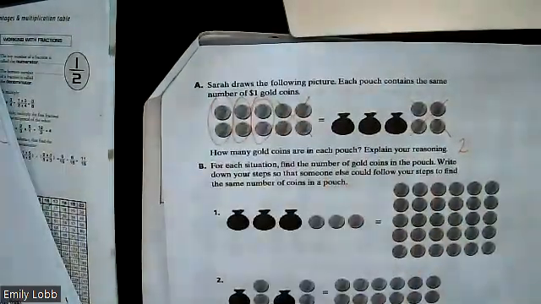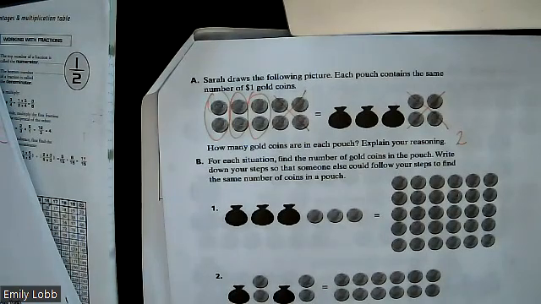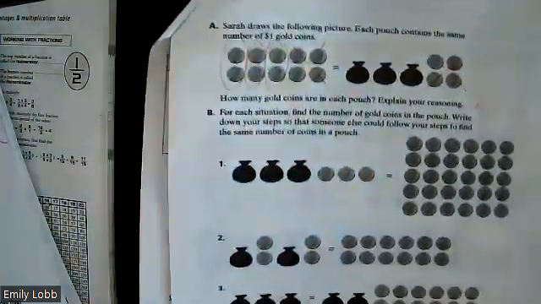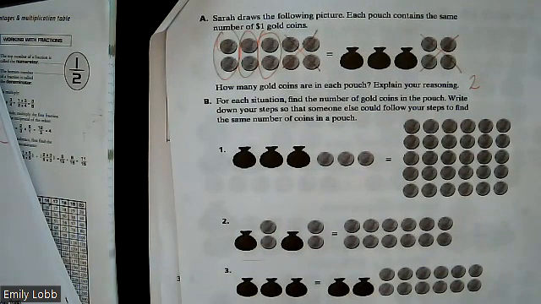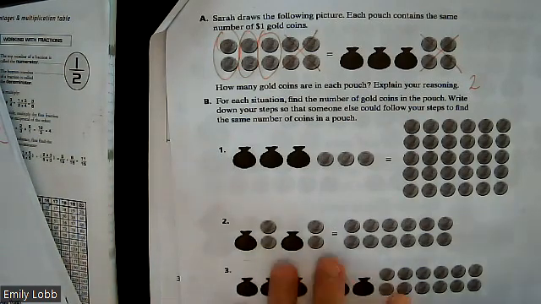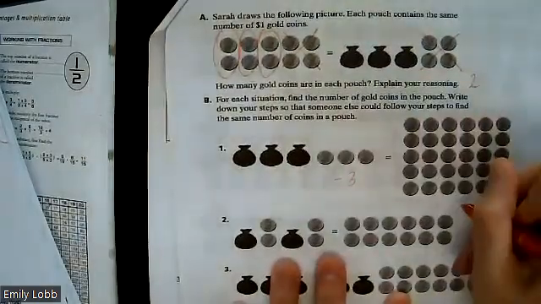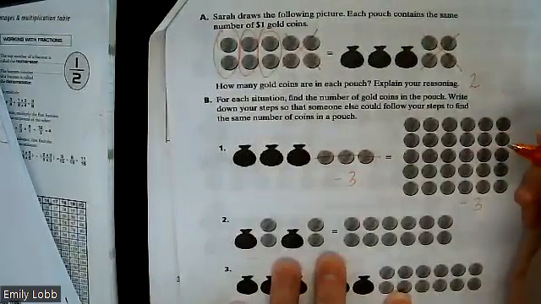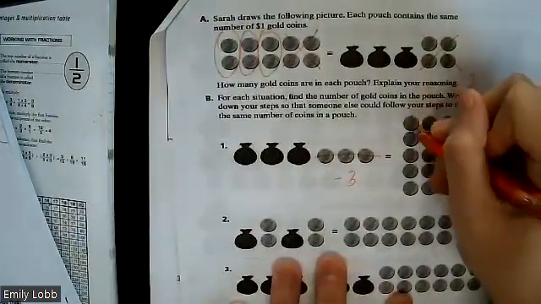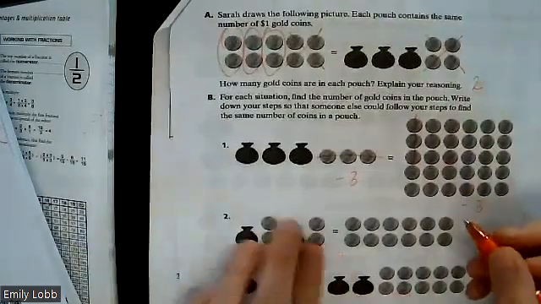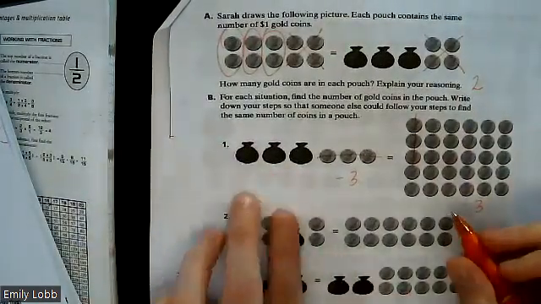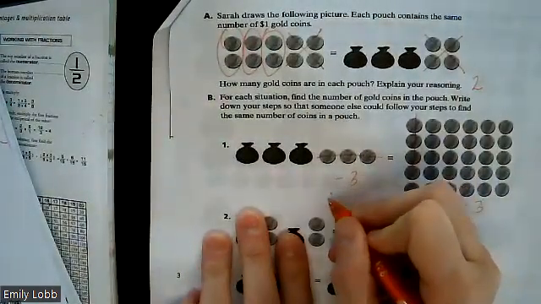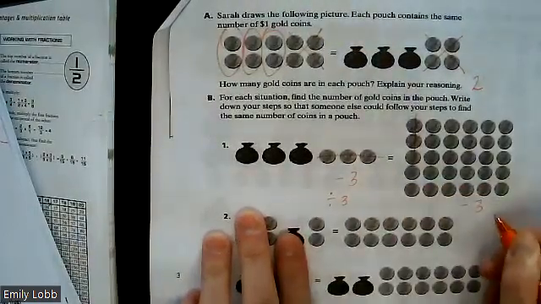I think if you showed your reasoning, then you don't have to explain it. So for each situation, we're going to find the number of gold coins in the pouch. Write down your steps so that someone else could follow your steps to find the same number of coins in a pouch. So if we subtract 3 from both sides, we're going to take these away, and we're going to take these away. And then in order to figure out how much is each one, what do we have to do? Divide by 3, right?